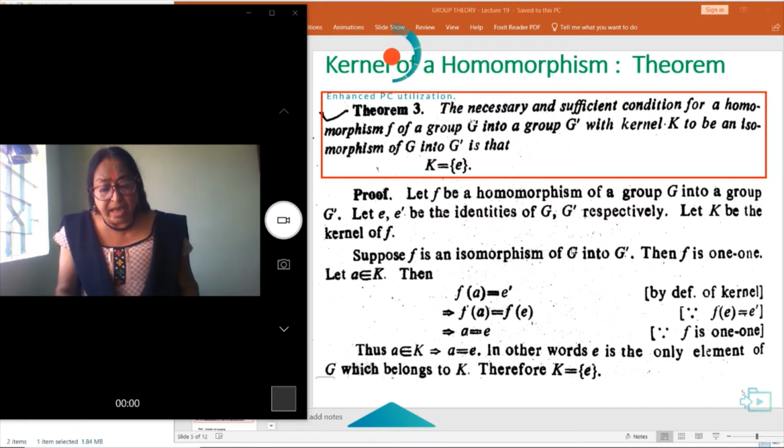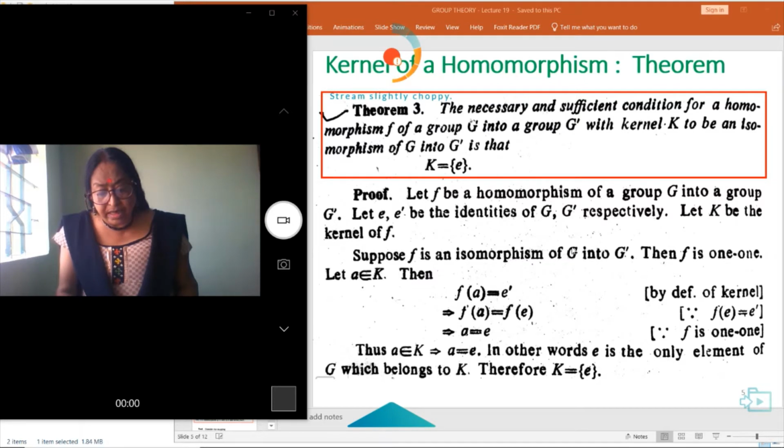Suppose f is an isomorphism of G onto G', then let a belong to K. Then f(a) is equal to e'. f(a) is equal to f(e). So a is equal to e. So then a belongs to K. This implies a is equal to e. Then e is the only element of G which belongs to K, then K is equal to {e}.